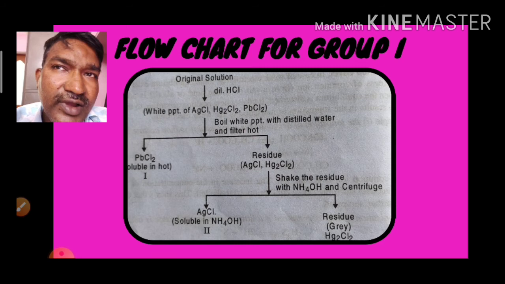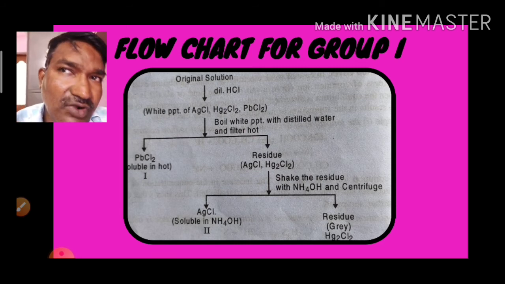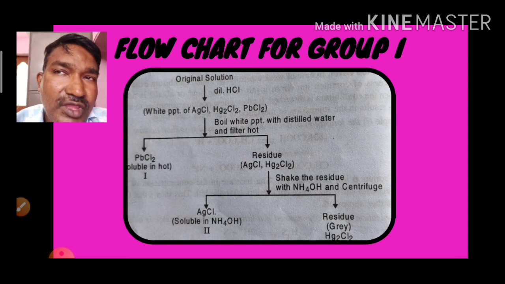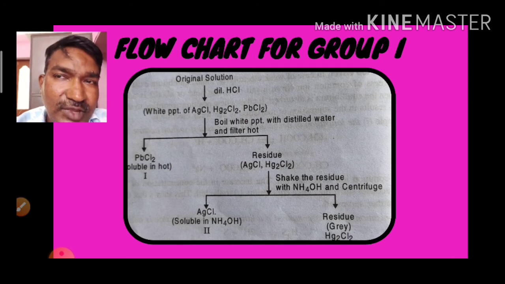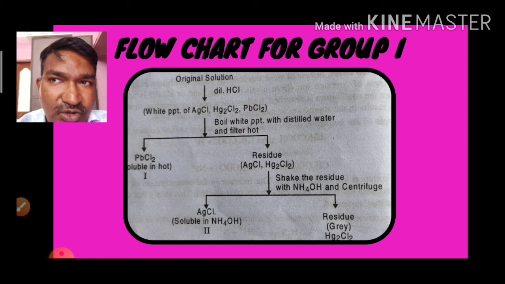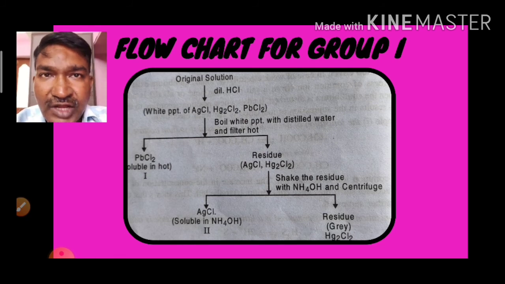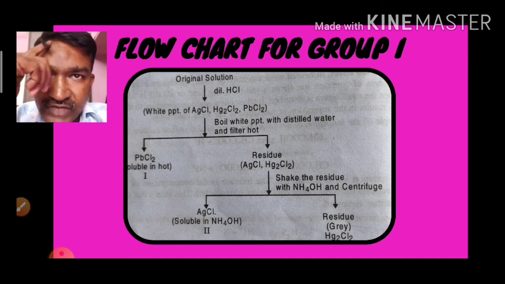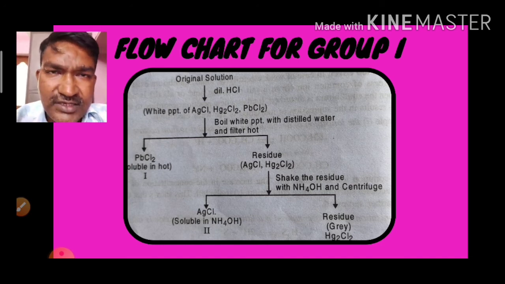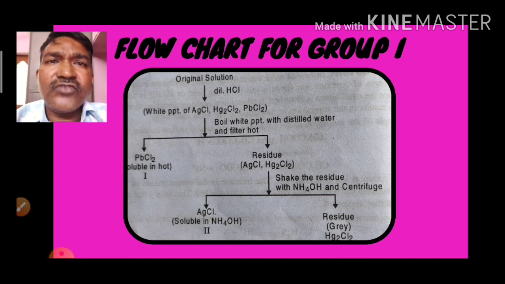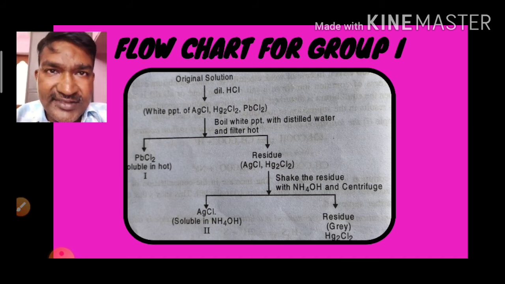And silver chloride and mercurous chloride do not dissolve in hot water. So if the precipitate dissolves, that is due to the presence of lead chloride. And if that white precipitate does not dissolve in hot water, then it may be silver chloride or mercurous chloride. So then we have to add ammonium hydroxide solution.